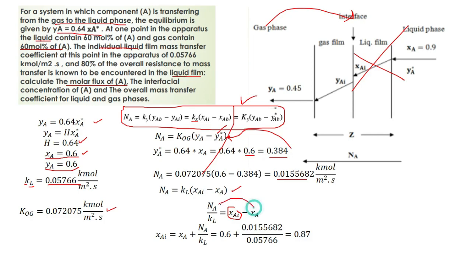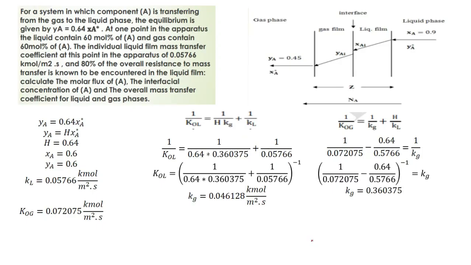Bring this Xa to this side. It will be written like Xa plus Na over Kl. Just put the values. You know Xa, which is 0.6. You know Na, which is 0.015, and you know the Kl, which is 0.057. Just put the values, you will get the Xai, which is equal to 0.87.